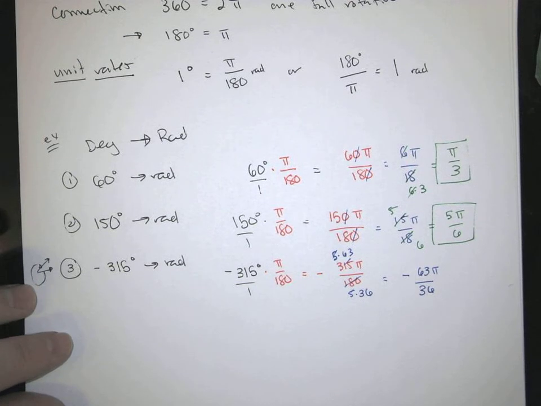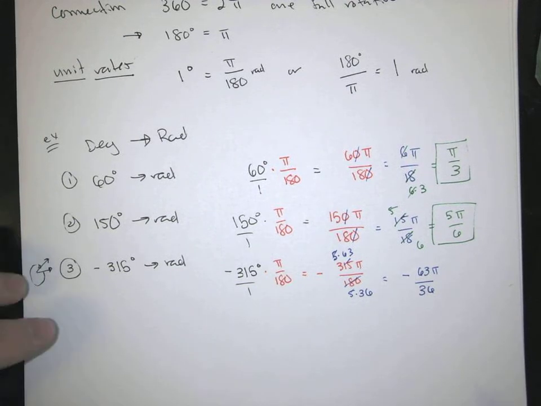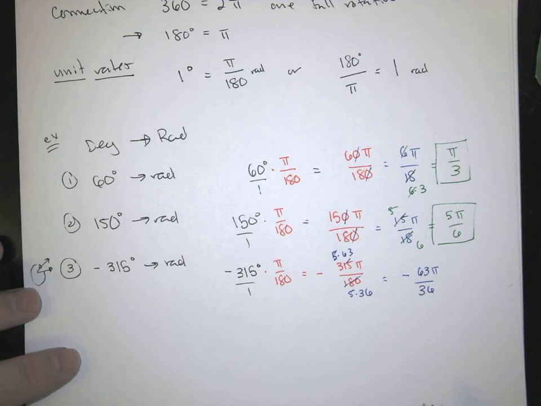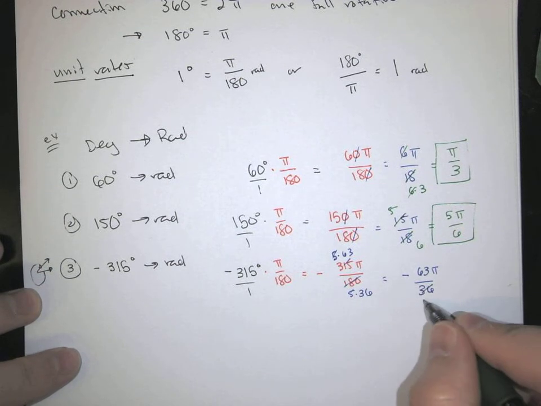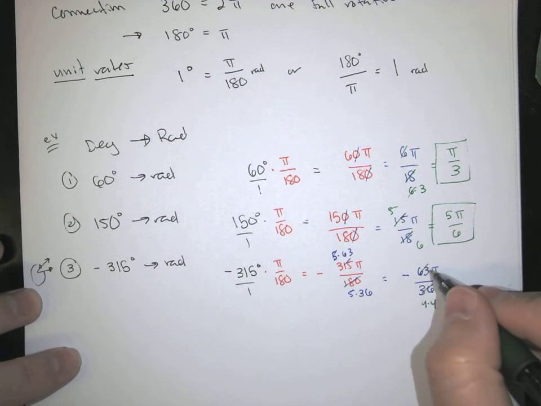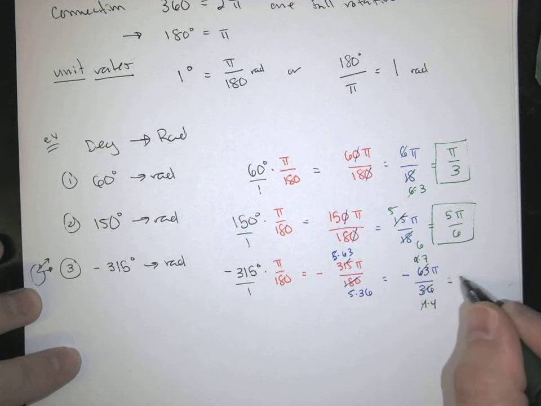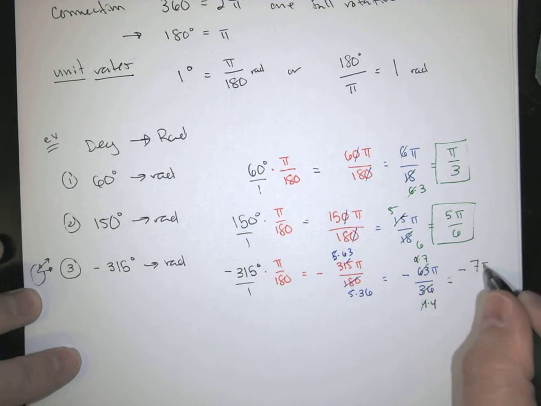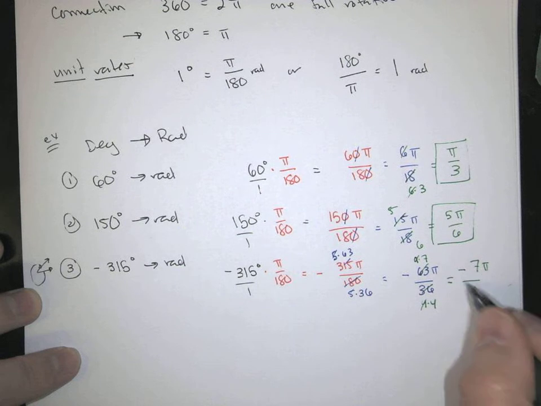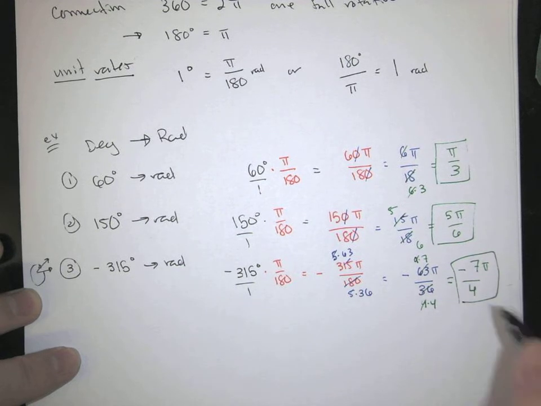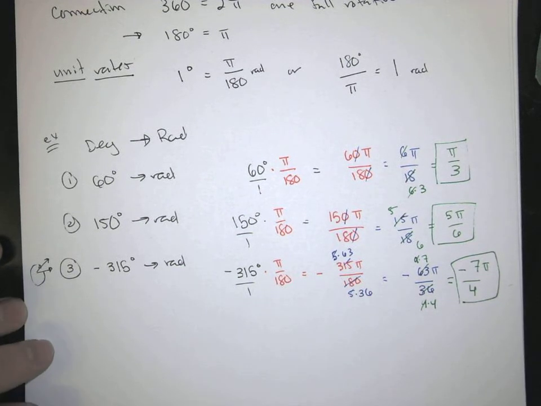And thank goodness, that's maybe not obvious at first glance, but both of these are divisible by 9, so that is progress. This would be 9 times 4, and this would be 9 times 7. So if we cut those 9s out of there, in the end we get the negative version of 7 pi over 4. I'm on purpose trying to set us up with semi-decent angles.